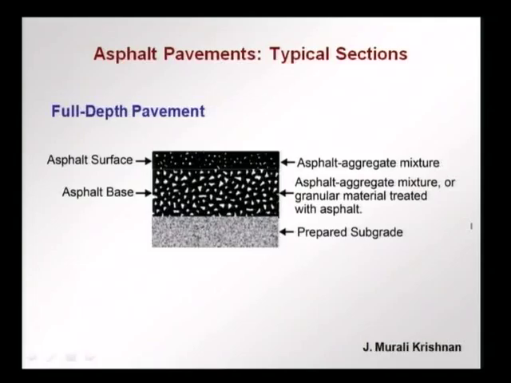So, as we look at typical sections, first we will see the case of a full depth pavement, where we have the prepared subgrade with a sufficient resilient modulus. On top of it we have the asphalt base course. So, this could be the asphalt concrete, or it could be granular material treated with asphalt, so that we get a good enough base course, and on top of that we have the asphalt surface. We have the asphalt concrete surface at the top.